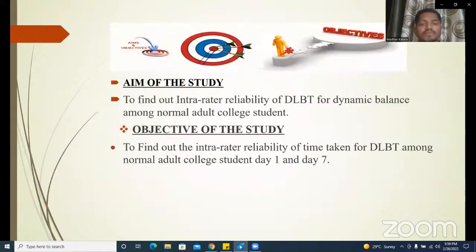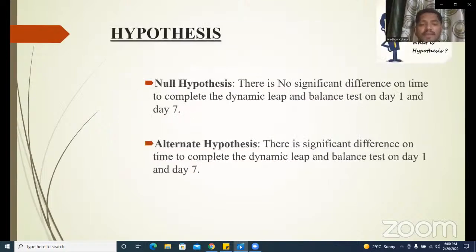The aim of the study is to find out the interrater reliability of the dynamic leap and balance test for dynamic balance among normal adult college students. The objective of the study is to find out the interrater reliability of the time taken to complete the dynamic leap and balance test among normal adult college students on Day-1 and Day-7.